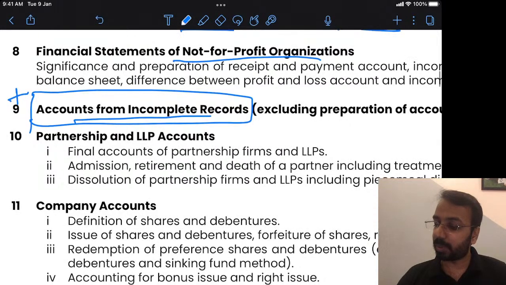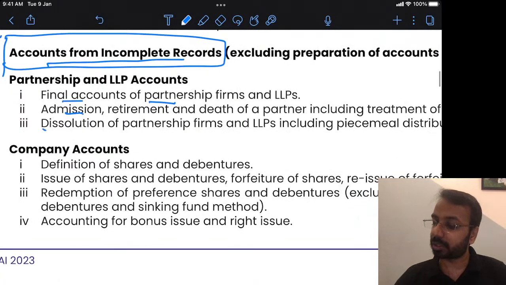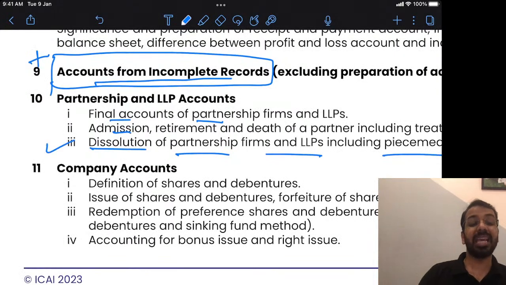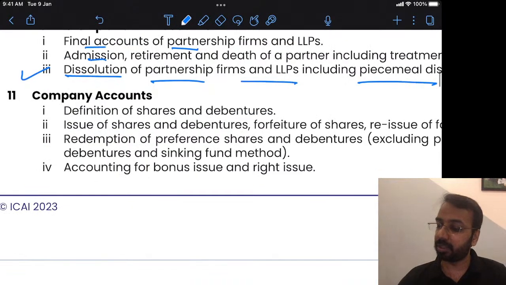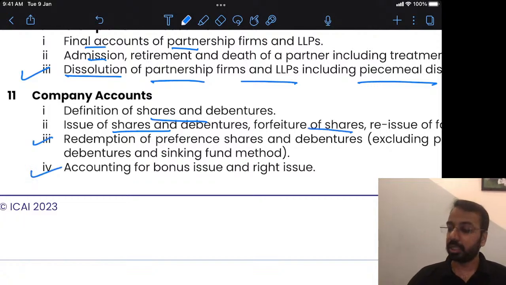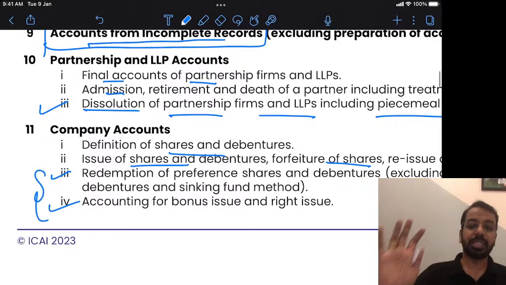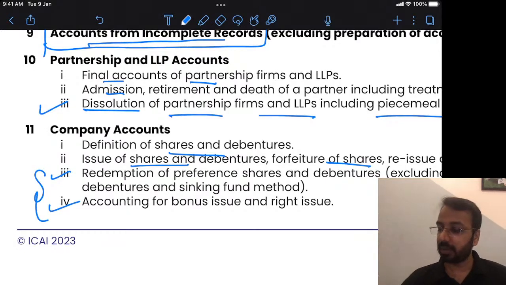Then final accounts of partnership was there, admission was there. Now you also get dissolution of partnership and LLP, including piecemeal distribution. This again was a part of CA inter. Now that has been brought to CA Foundation. Then shares and debentures were there, issue of shares, forfeiture, redemption, and accounting for bonus and rights issue. This has been moved from CA inter to CA Foundation. So that is what has changed at CA Foundation level.